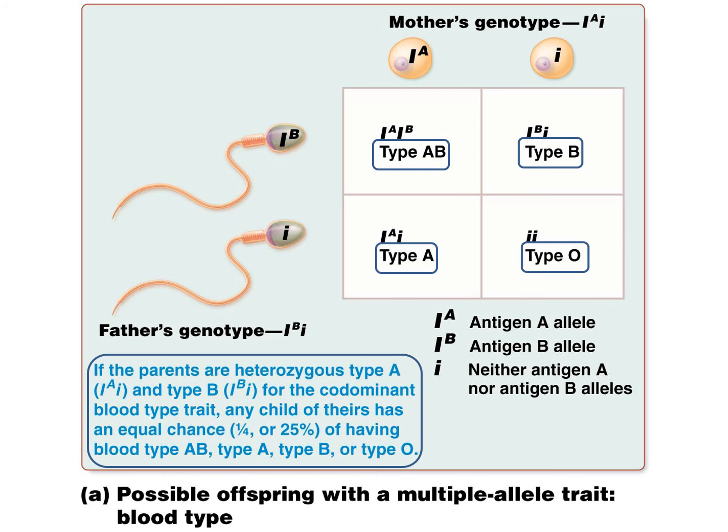So parents that are heterozygous for blood type A and heterozygous for blood type B can have an equal probability of having 4 different blood types.